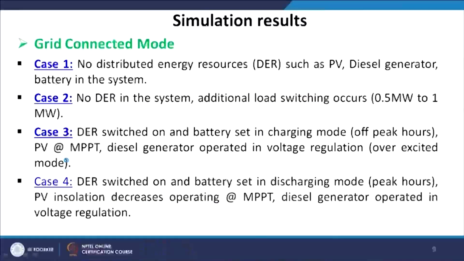And now we will move to the next case where we consider the load is reasonably high, that is at peak hour, and the DER is switched on and the battery starts discharging to meet the increase in load, and PV may not be operating at its MPPT, meaning PV perhaps reduces its generation. Load increased, battery discharge, PV generation reduced. A very interesting scenario where the diesel generator operates in a voltage regulation mode.